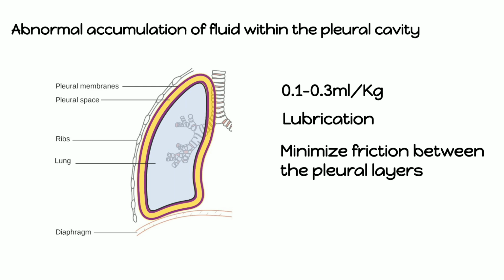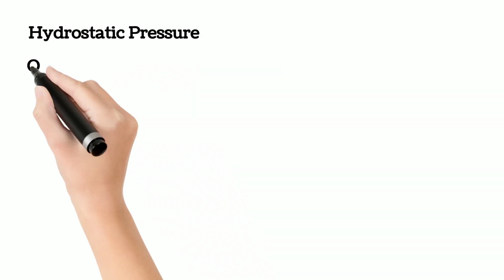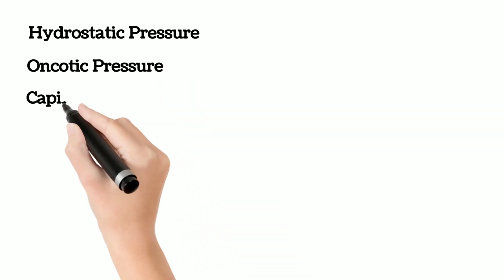The fluid is continuously produced by blood vessels in the parietal pleura, and is continuously reabsorbed via the lymphatics in the parietal pleura. Disturbances to this process lead to excessive accumulation of fluid within the pleural cavity. Normally, the fluid is regulated by a balance of hydrostatic pressure, oncotic pressure, and capillary membrane permeability.